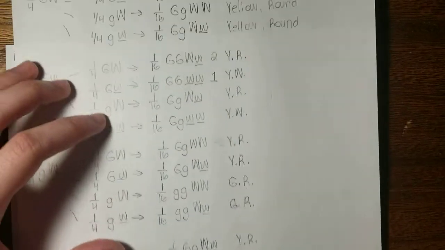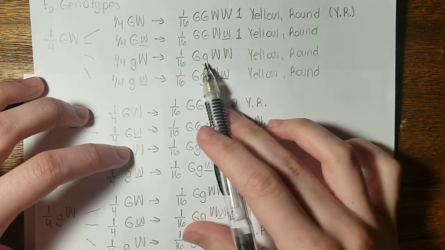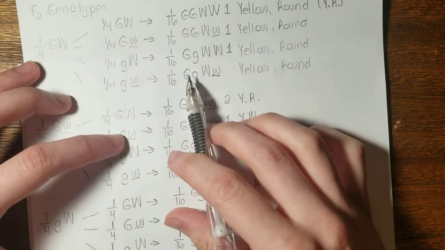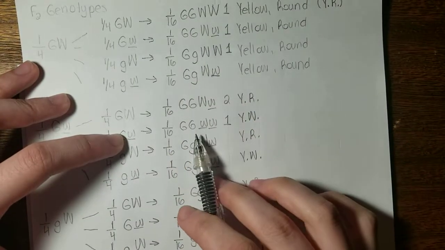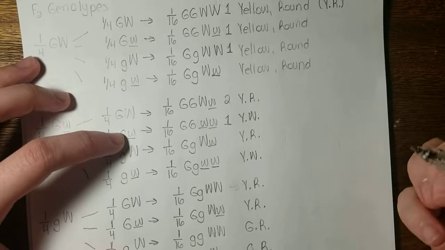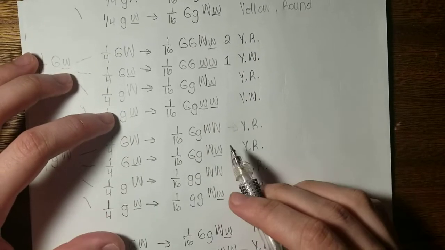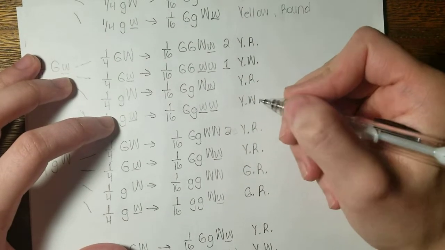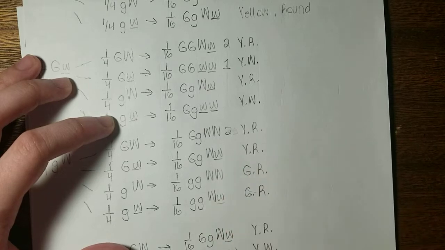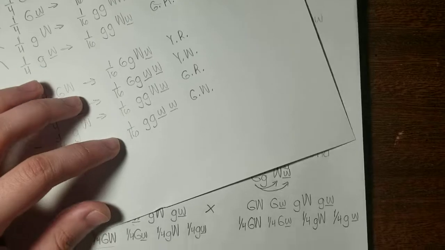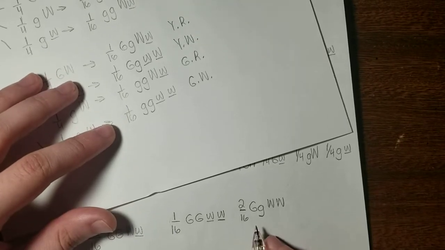Okay. We're looking through big G, big W, big W. So here goes 1 right here. Big G, big W, little W. Big G, big G, little G, big W, big W. Here goes 2. We only have 2. So we have 2/16 big G, big W, big W.